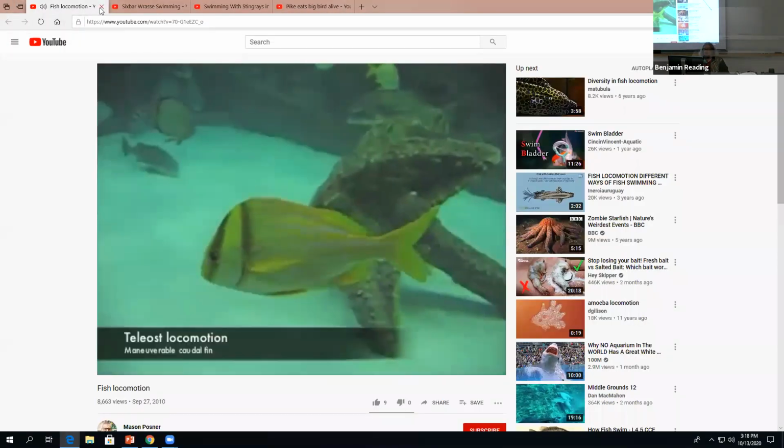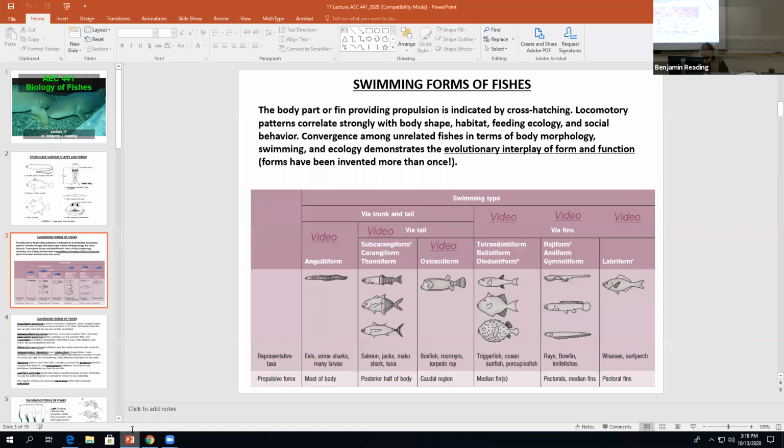okay? You see that when the bowfin turned around there to swim away from the gar, you can see it fluttering its dorsal fin. And then it uses its pectoral fins kind of like paddles to help steer. Same with this rounded caudal fin.